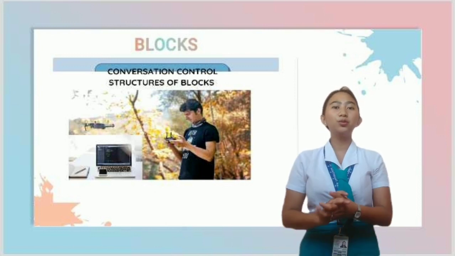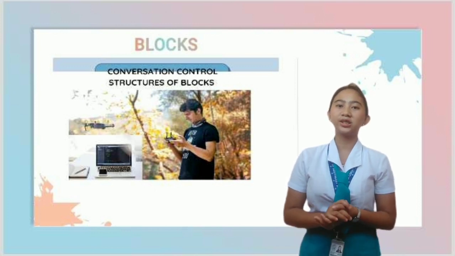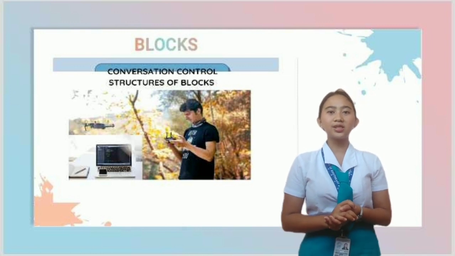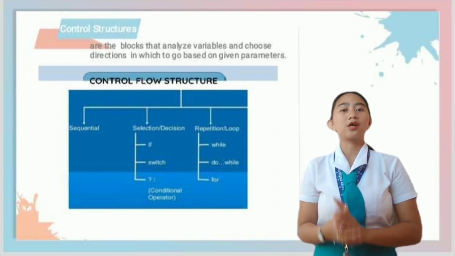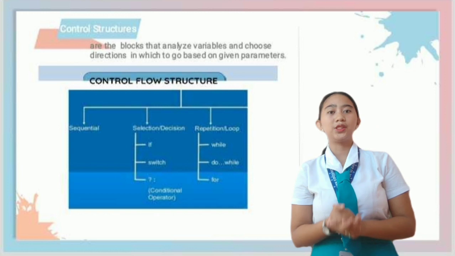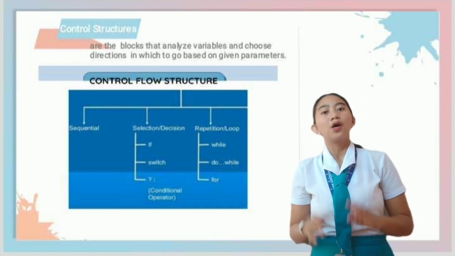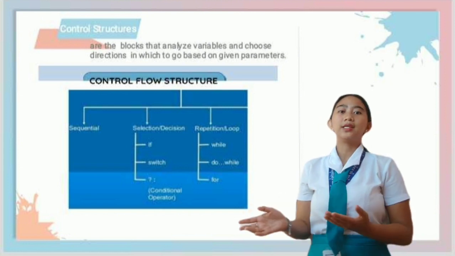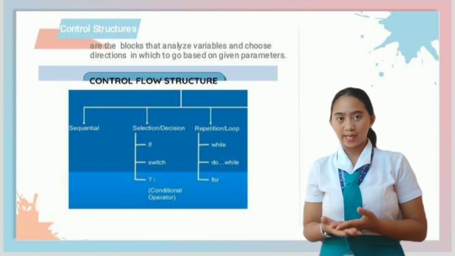But in fundamental computing, blocks are made of one statement that can have many forms, and sometimes one sentence, same meaning. Control structures are the blocks that analyze variables and choose the direction in which to go based on given parameters.